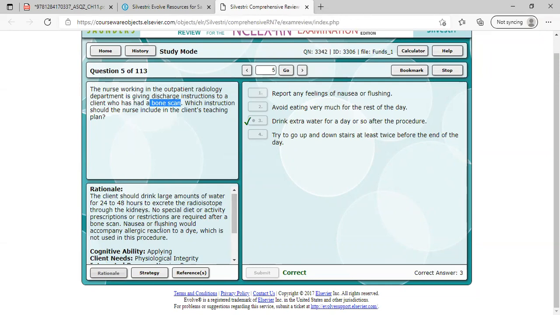Nausea or flushing would accompany an allergic reaction to a drug, which is not used in this procedure.